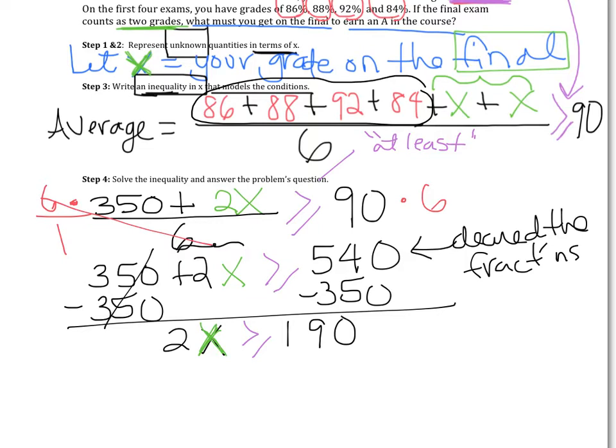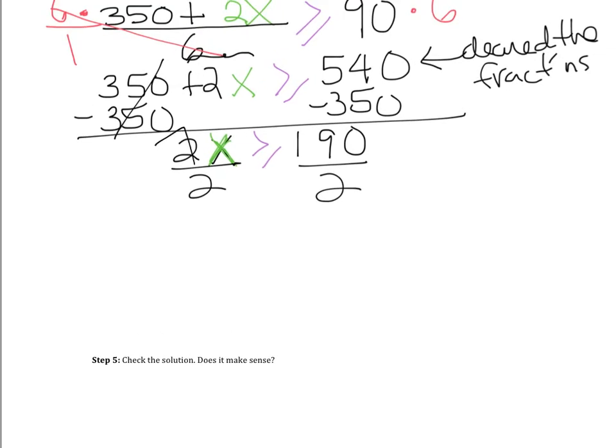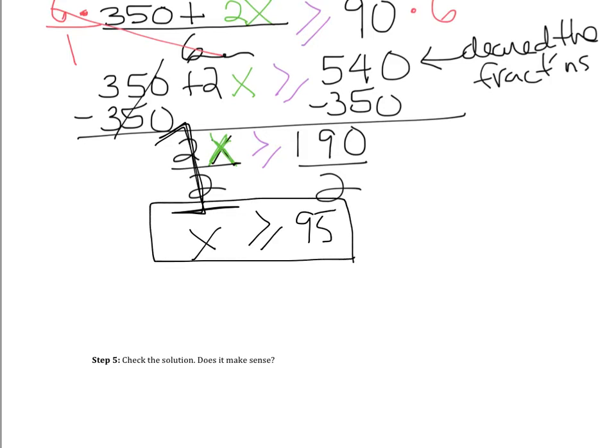Well, you can just divide both sides by 2. That's a big 1, which we want. 1 times x is x. And half of 190 is 95. Okay, this is your inequality, right? Or if you want to write it in set builder notation, you can do the set builder notation if you want to do that.